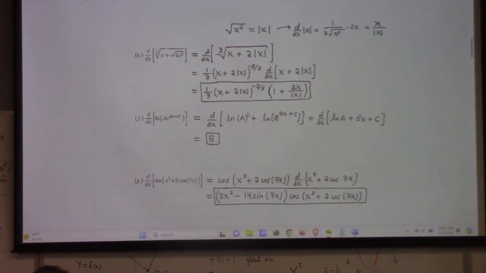Now here, I don't know, just bad things happened here. You guys need to work on properties of natural log. You're not quite there yet. You need to review properties of natural log. Natural log of a plus e to the bx plus c is natural log of a plus the natural log of e to the bx plus c. But that is bx plus c, since natural log and exponential are inverse functions.